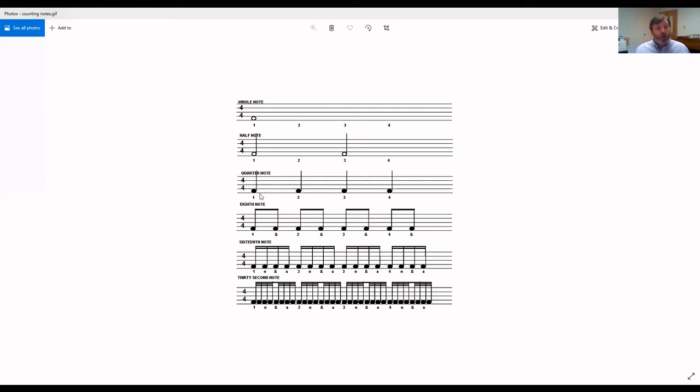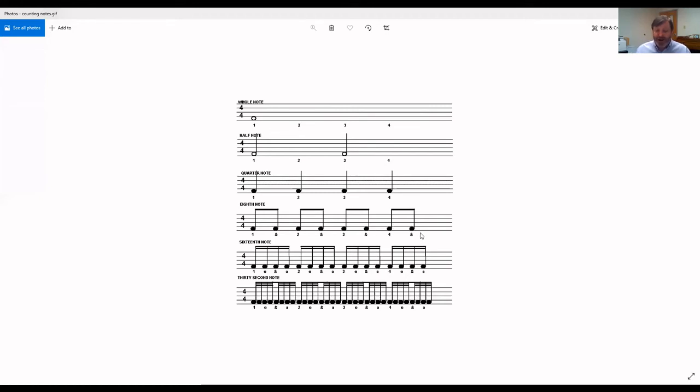So again, my quarter notes are each going to be worth one beat: 1, 2, 3, 4. But my eighth notes are moving a little bit faster. So I'm going to use that little "and" syllable whenever I see that second eighth note that's tied together with a bar to the first eighth note. So these eighth notes would be counted as 1 and 2 and 3 and 4 and.